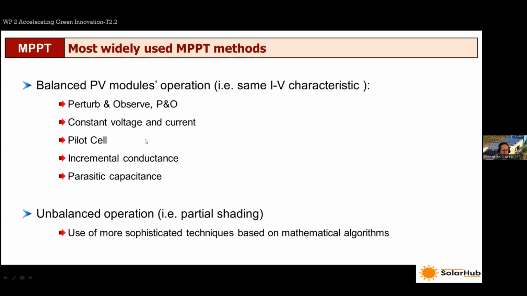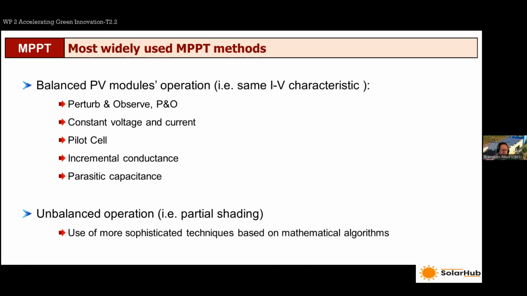There are some other methods like the incremental conductance and parasitic capacitance that are similar, even though the incremental conductance refers to a steady state method of calculating the maximum power point. The parasitic capacitance makes use of dynamic modeling.